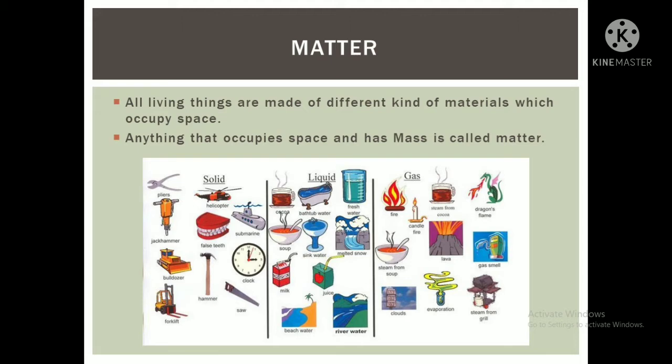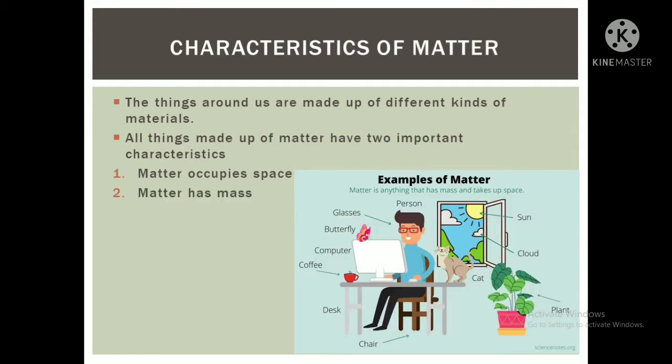Now here we'll discuss the characteristics of matter. Things around us are made up of different kinds of material, and it has two main characteristics. What are those? Those are that matter occupies space and matter has mass. So how does matter occupy space? Here I will show you two experiments, one by one on the slide.